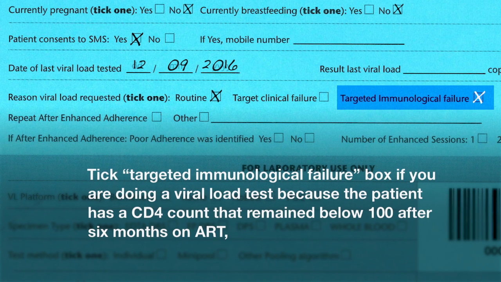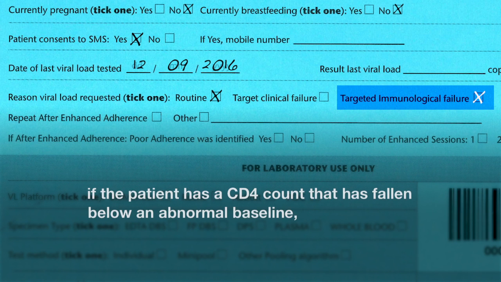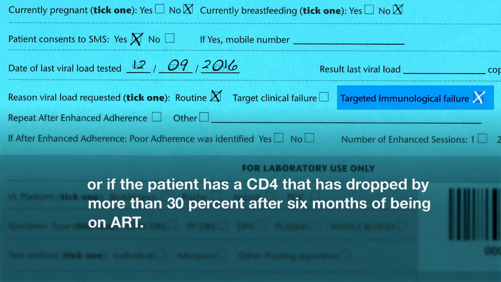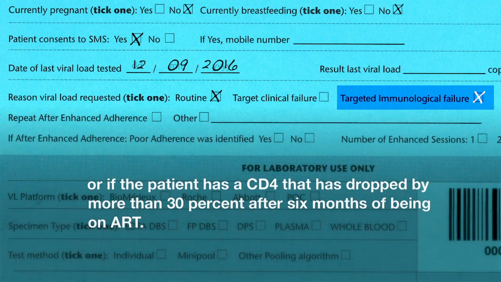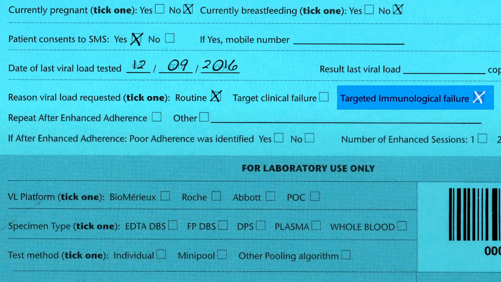Tick targeted immunological failure box if you are doing a viral load test because the patient has a CD4 count that remained below 100 after 6 months on ART. If the patient has a CD4 count that has fallen below an abnormal baseline, or if the patient has a CD4 that has dropped by more than 30% after 6 months of being on ART.